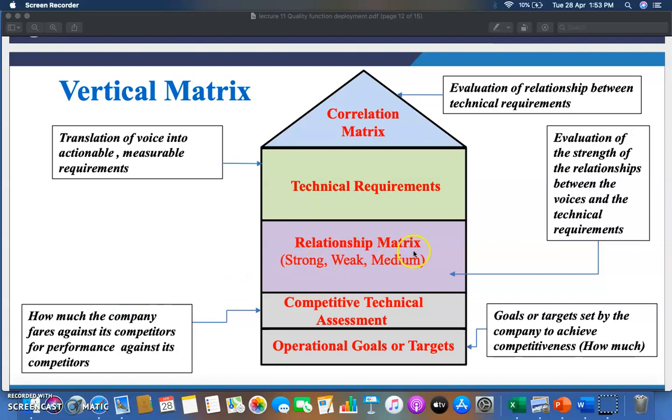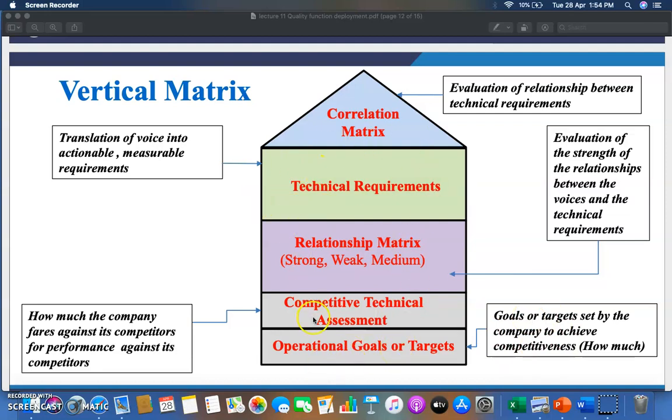After developing the relationship matrix, we have to focus on the competitive technical assessment. What is this? It shows how much the company fares against its competitors in the market, for performance against its competitors. That you have to put here in the competitive technical assessment. The last, or bottom side, of this vertical matrix is operational goals or targets, which are goals or targets set by the company to achieve competitiveness. How much the goals or targets have been fixed, you have to keep here in operational goals or targets.